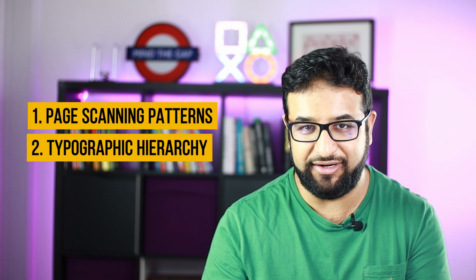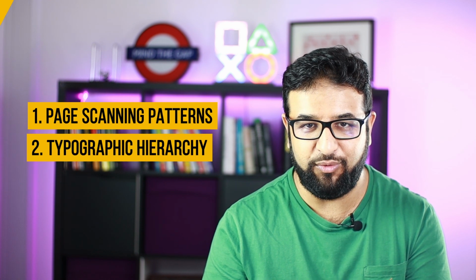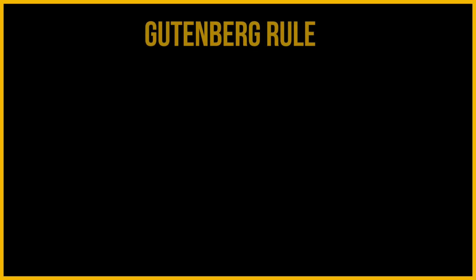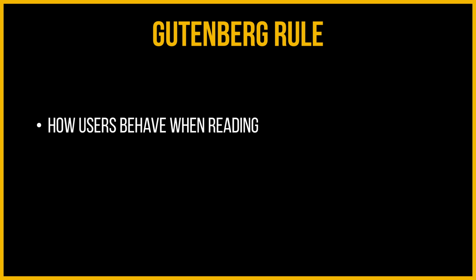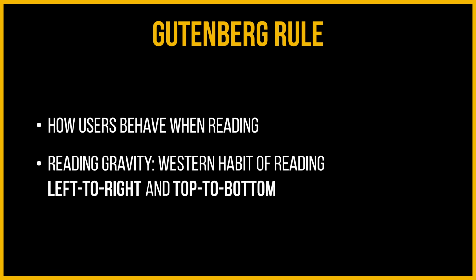In regards to creating landing page copy, there are two aspects important to consider: page scanning patterns and typographic hierarchy. Let's look at them one by one. The first one is the Gutenberg rule. The Gutenberg rule shows how users behave when reading, also known as reading gravity. It's the Western habit of reading left to right and top to bottom.